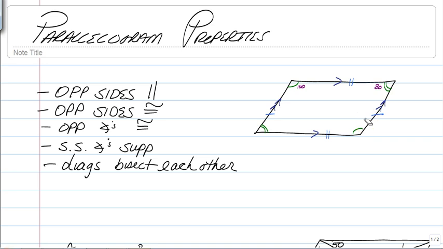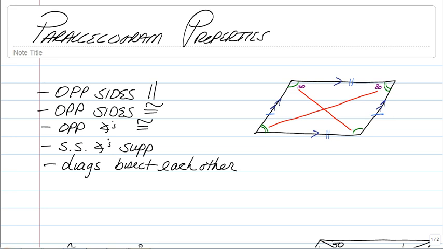Finally, the last property is that the diagonals bisect each other. Now, the diagonals are not drawn in here yet, but if we did have diagonals, that would go from corner to corner, obviously. They bisect each other. That does not mean they are the same length.